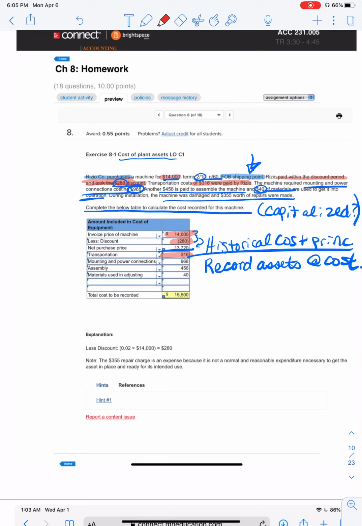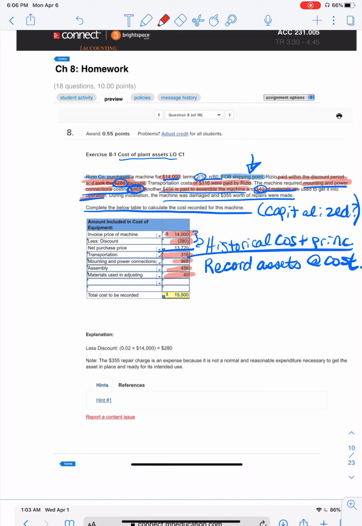Okay. Next line here tells us about mounting and power connections. So mounting and power connections cost $968, and that gets added to the cost because that is necessary and required to make this machine functional. Next, we need to look at the $456 that is paid to assemble the machine, and that is also required. Finally, we have to adjust the machine to get it into operation. Well, without that, the machine would not be operational, so that is also required.